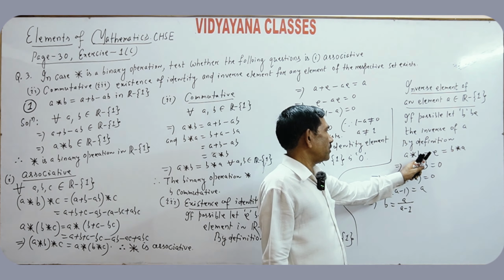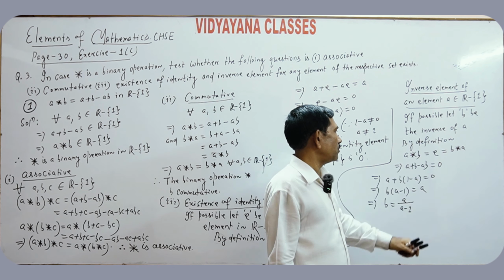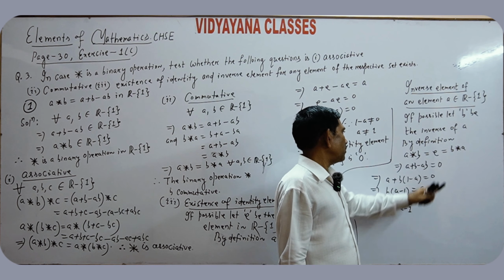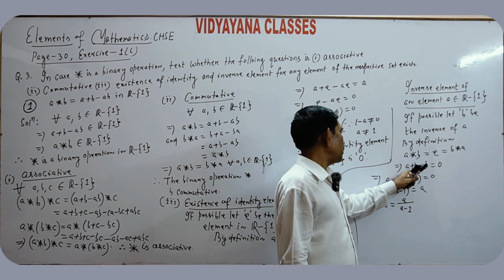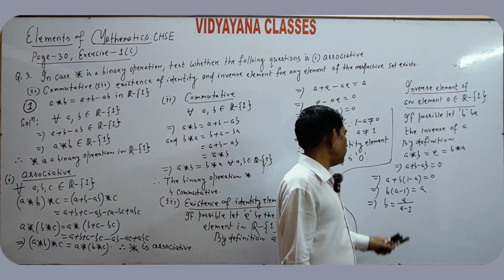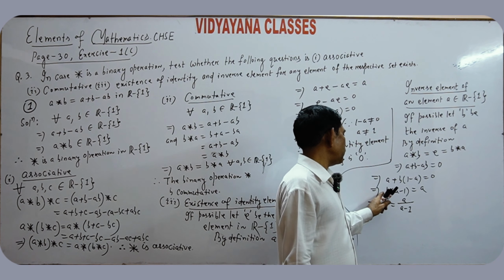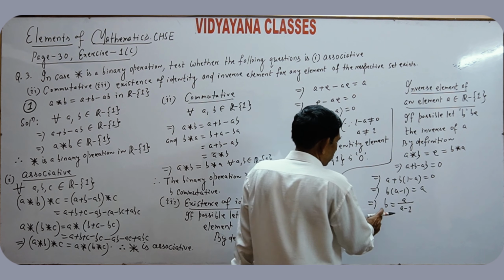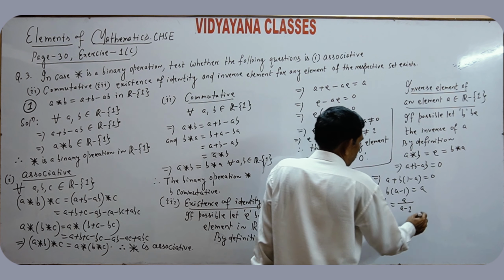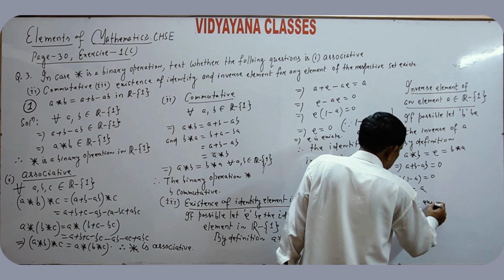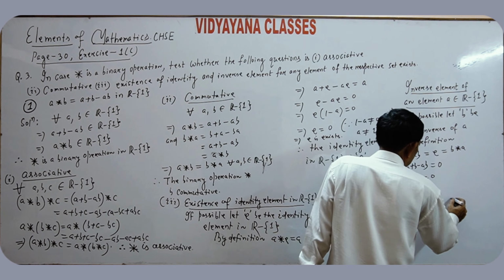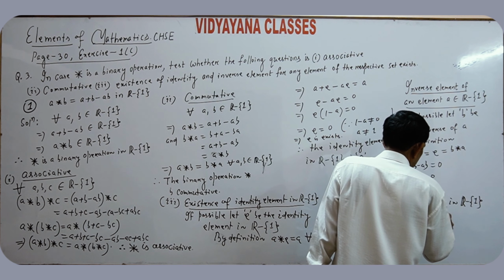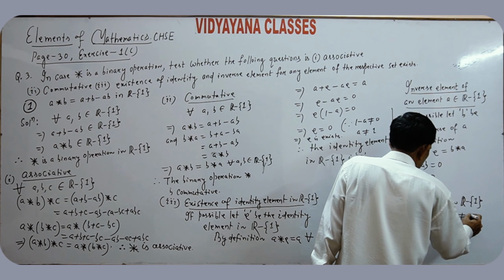A star B, it is the definition of inverse. A star B is equal to E, which is equal to B star A, which implies A plus B minus AB equal to 0. A, B taking common, 1 minus A equal to 0. B into A minus 1 is equal to minus A, minus minus cancel. So B is equal to A divided by A minus 1, which exists in R minus set of 1, since A is not equal to 1.